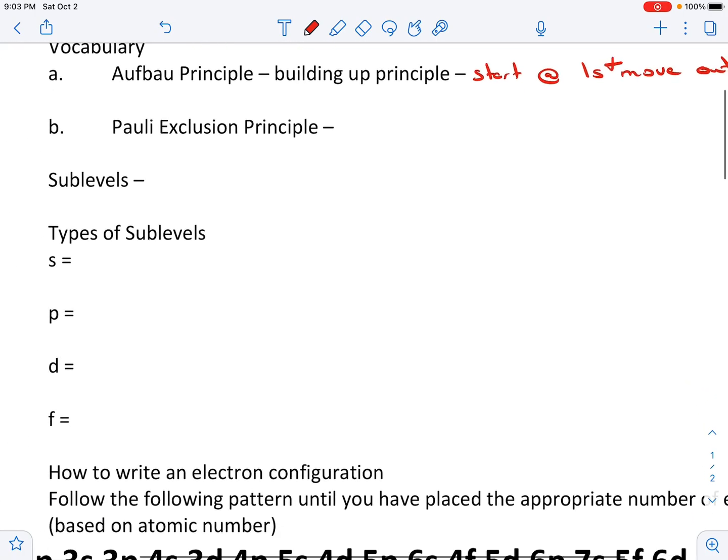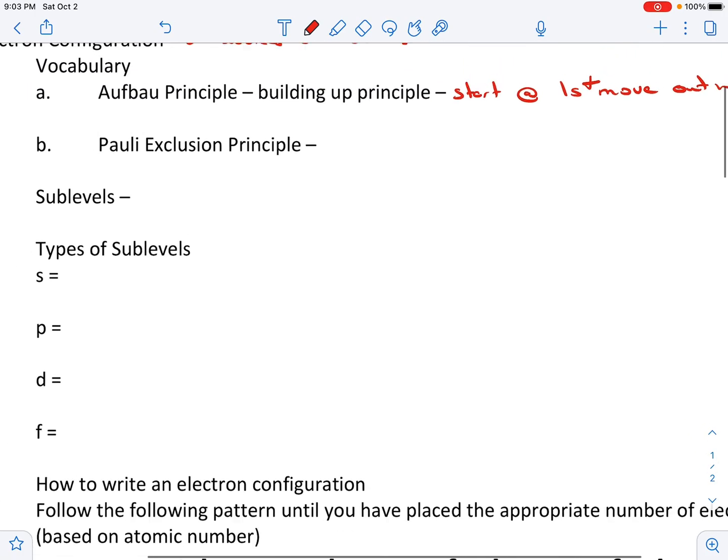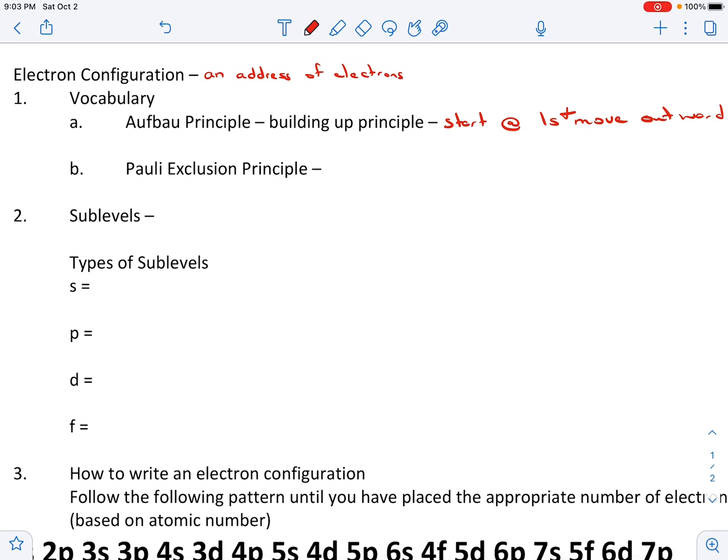All right. Then we have the Pauli exclusion principle. The Pauli exclusion principle is where no two electrons can have the same electron configuration. So each address is unique, if you will.